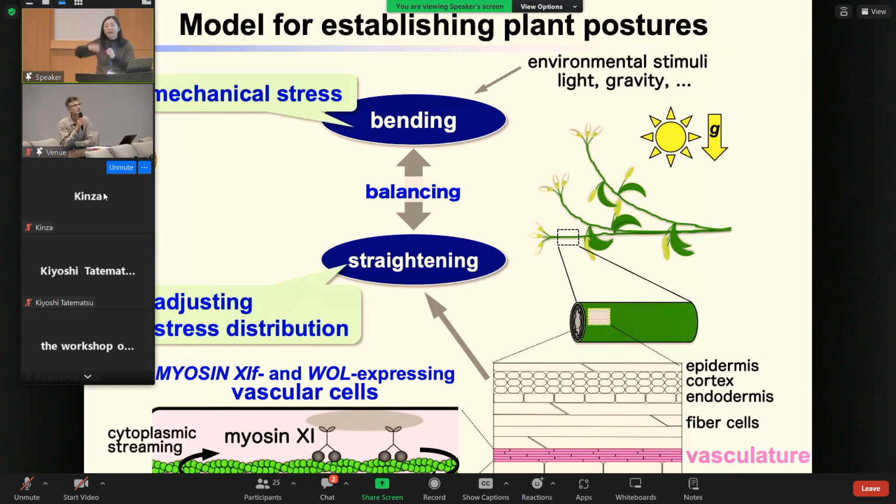And next, the composition of cell wall components, but no obvious difference. Okay, checked. Thank you very much.